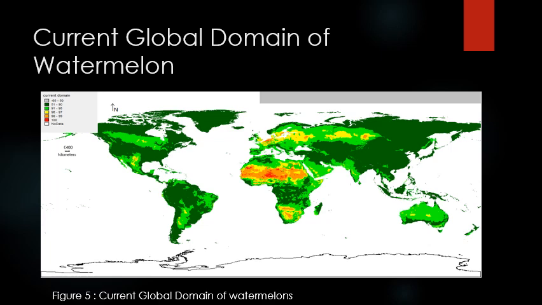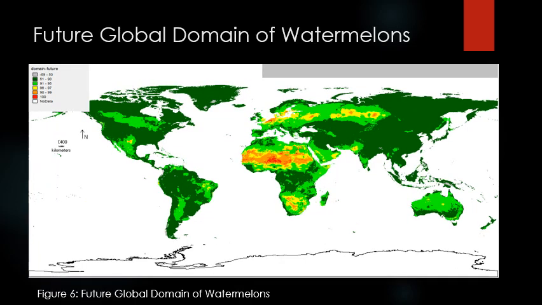This is the current global domain of watermelon. As you can see, it's covered in mostly green and light green, and there are some areas which have yellow and red. So in the areas where you see the white, that means that there is no data in those areas.